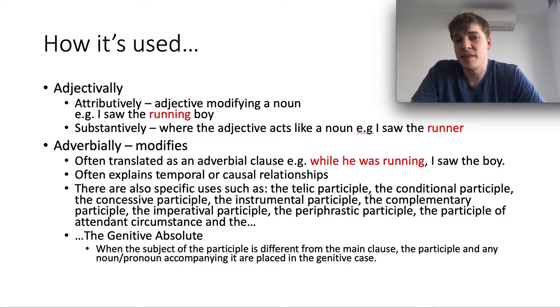There are also specific uses, such as the telic participle, and I've got a lot of the different uses of the adverbial participle on the screen there. But there's an important one to recognize in the Greek, and that's the genitive absolute. So when the subject of the participle is different from the subject of the main clause, the participle and the nouns accompanying it are placed in the genitive case.